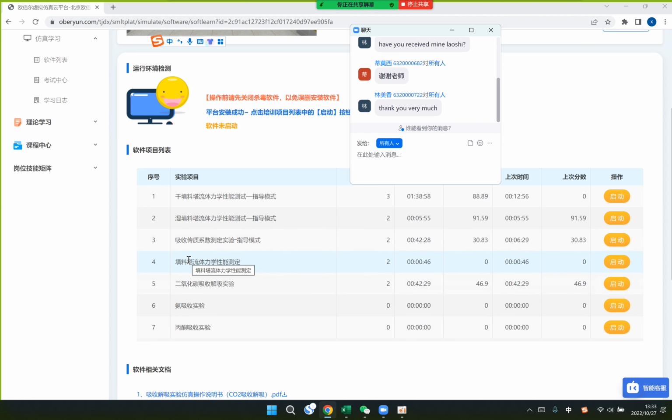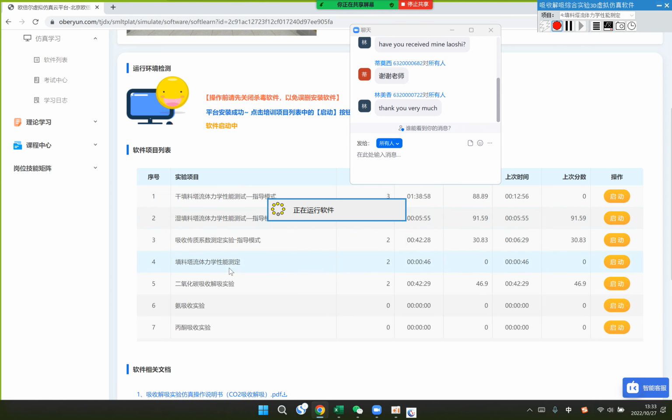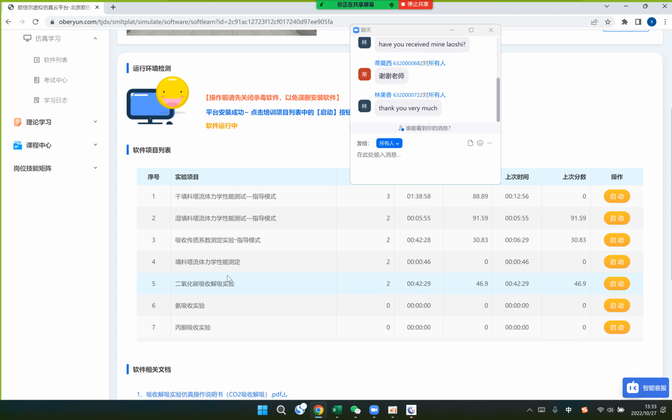The fourth experiment is the hydrodynamics performance measurement for the absorption tower, and the fifth experiment is the carbon dioxide absorption experiment. So we will do the first one, the hydrodynamics performance of the absorption tower, firstly. So please remember the fourth and fifth experiments. You will have to do them.